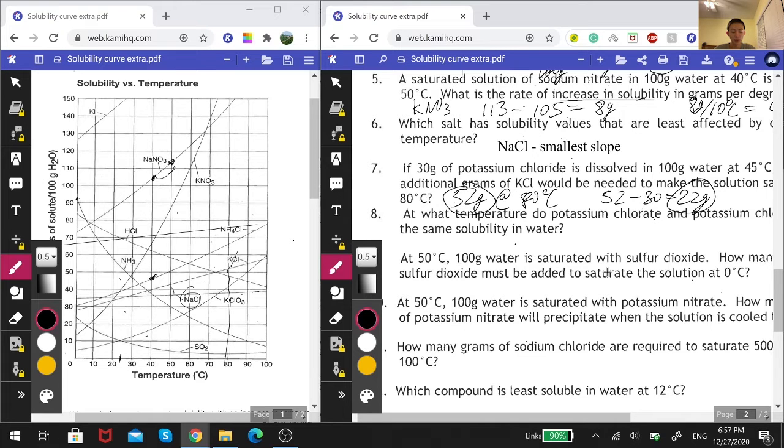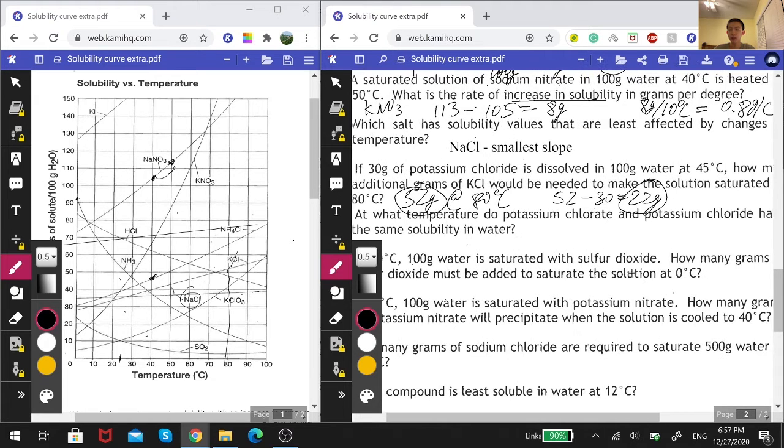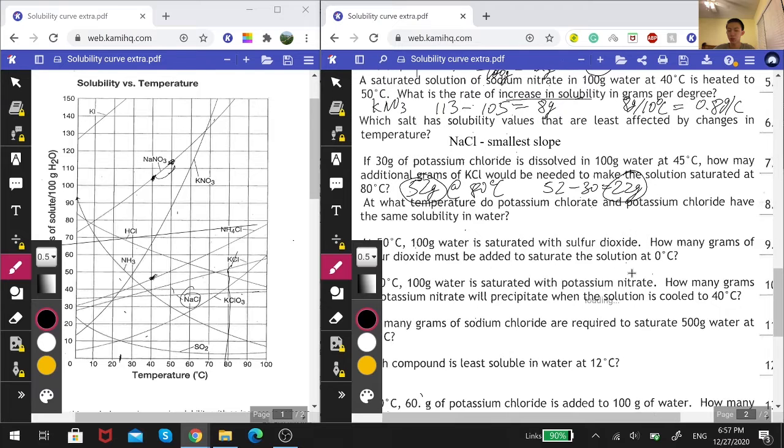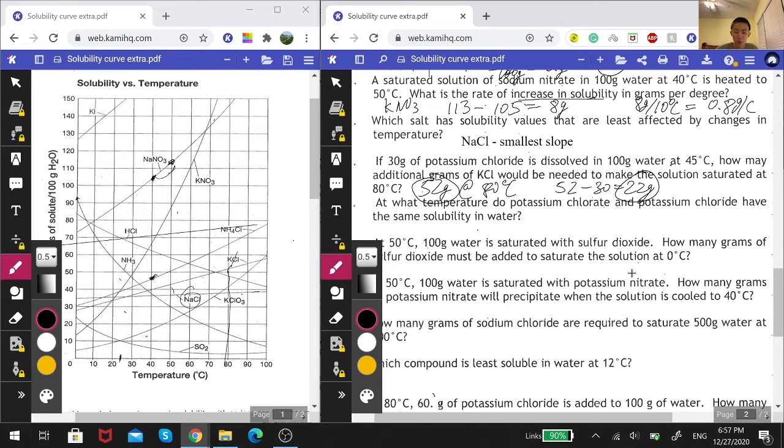Number 8. At what temperature do potassium chlorate and potassium chloride have the same solubility? Potassium chlorate is KClO3, which is this line. Potassium chloride is KCl, which is this line. So it's asking for when these 2 lines intersect, which is the point over here, approximately 98 degrees. So it's 98 degrees.